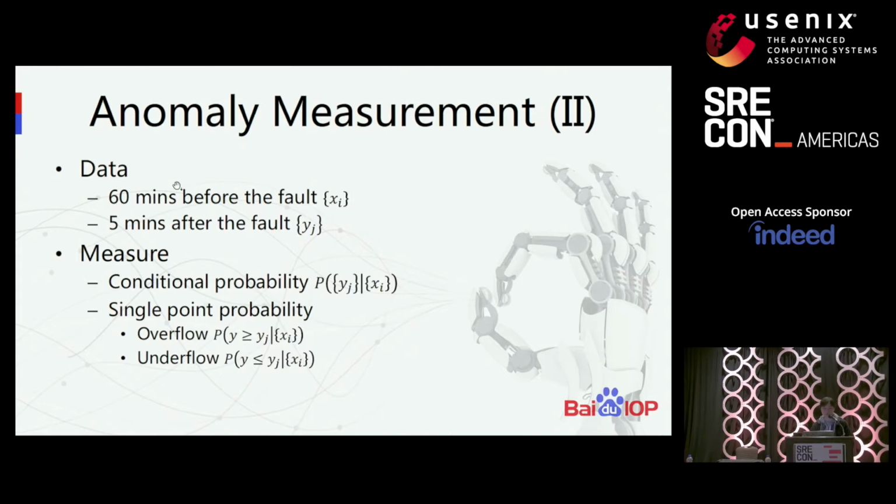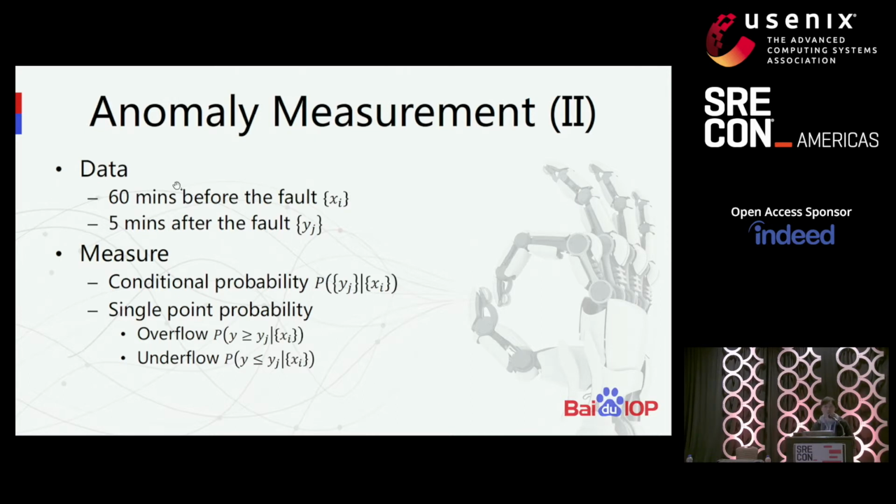The overflow probability measures the probability that the random variable y is larger than the single point yj. If this probability is very small, this means that yj is too large, right? So this refers to a sudden increase on the curve. And if the underflow probability is very small, this means that yj is too small. So this refers to a sudden drop on the metric.